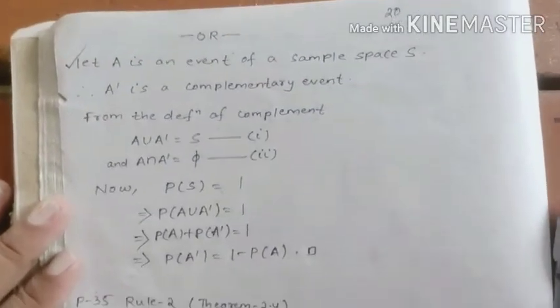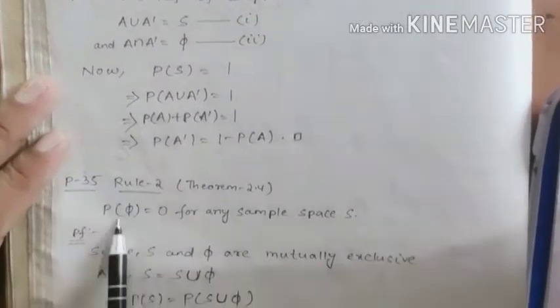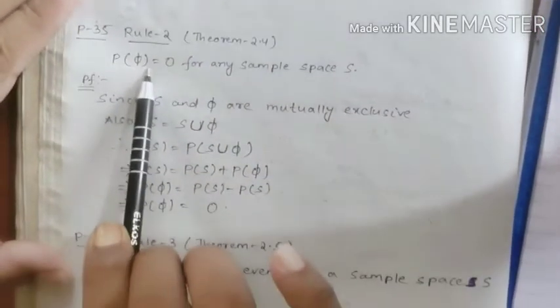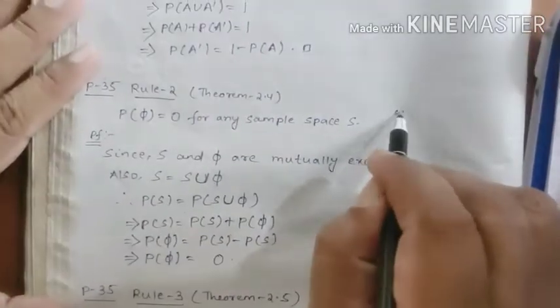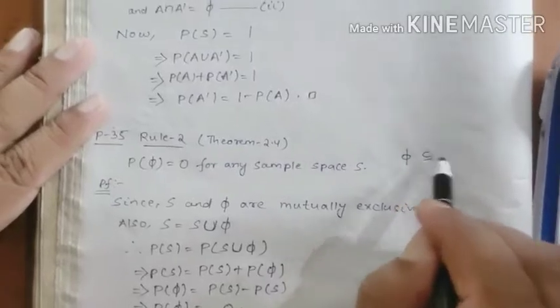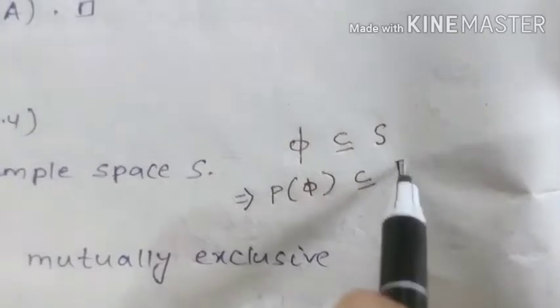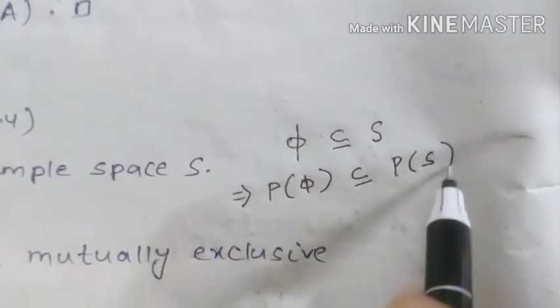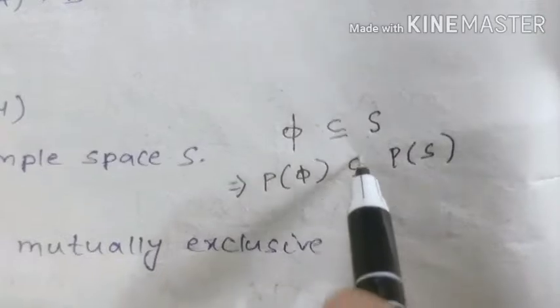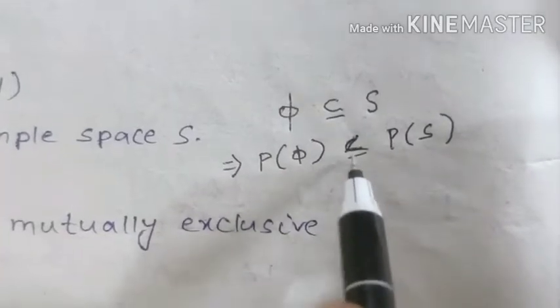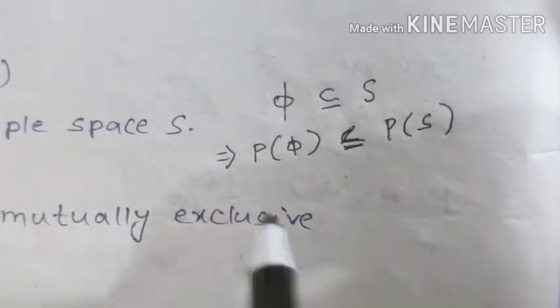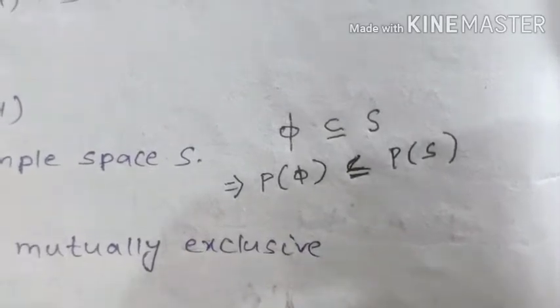Rule 2: P of phi is equal to 0. You already know the probability of an impossible event. The phi is a subset of S. We know phi is a subset of S. That means the probability of phi must be less than or equal to the probability of S. So the probability of phi equals 0.